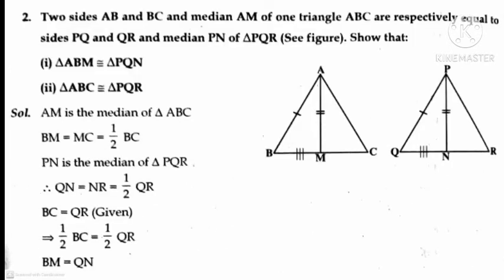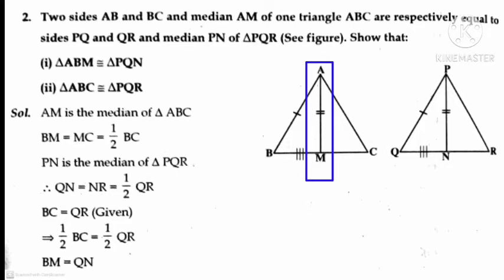Question number 2. Two sides AB and BC and median AM of one triangle ABC are respectively equal to sides PQ and QR and median PN of triangle PQR. Show that first, triangle ABM is congruent to triangle PQN. Second, triangle ABC is congruent to triangle PQR. Solution. AM is the median of triangle ABC.